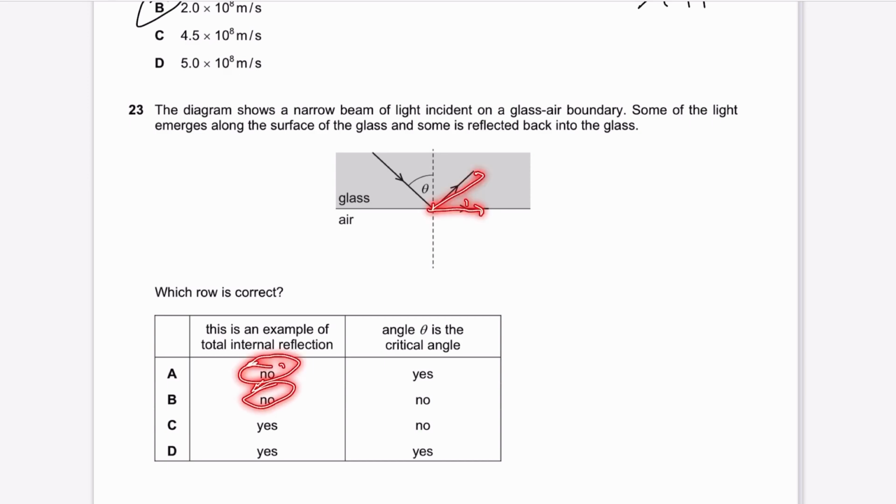Okay? Now, is angle theta the critical angle? Yes or no? Yes. Yes क्यों? तभी हमारे पास यहाँ पर surface पर refraction हो रही है. ठीक है? Surface पे emerge कर रही है because if this angle is the critical angle, it forms 90 degrees with the normal, which shows on the surface. So the answer for 23 इसका yes है and इन दोनों का no है. So the answer for 23 is A.